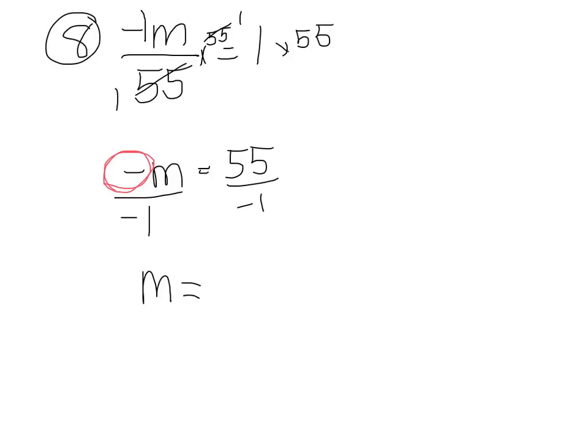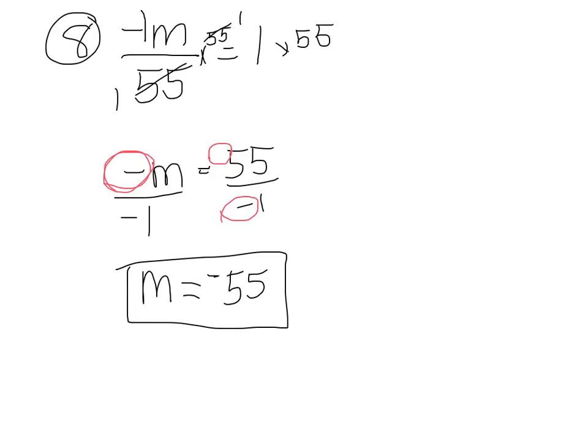55 divided by a negative 1, I can just think, what is 55 divided by 1? It is 55. But then I have a negative sign and a positive sign. When those signs are opposite, our answer is going to be negative. So our answer is m equals negative 55.